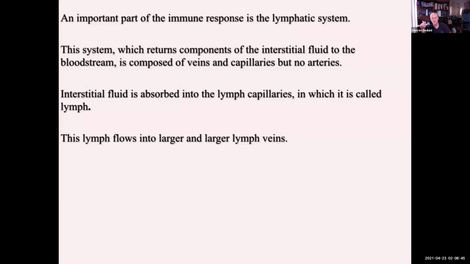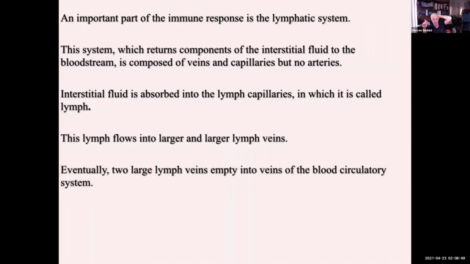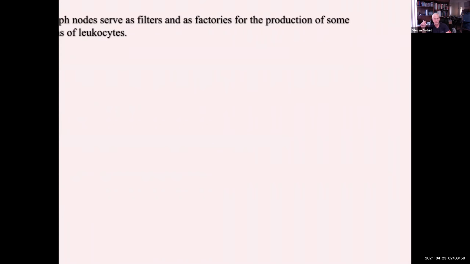This lymph flows into larger and larger lymph veins. Eventually, the two lymph veins empty into the veins of the blood circulatory system. So it drains back into your venous system. But it's full of all kinds of things looking for infection. Lymph nodes act as filters and as a factory for production of some forms of leukocytes. Those are white blood cells that fight infection.